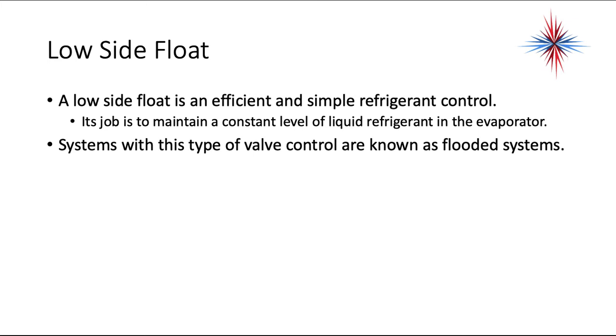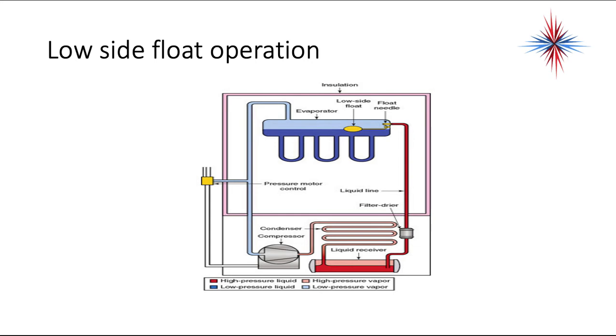Now, the low side float is an efficient and simple refrigeration control. Its job is to maintain a constant level of liquid refrigerant in the evaporator. Now, we say we don't want liquid in the evaporator. Well, we do have some systems out there that are known as flooded systems. Basically, the evaporator is a long cylinder. These are used more in refrigeration, so I'm not going to go into it heavily right now. But there's a low side float that, when the liquid level of the refrigerant drops because it has boiled off, allows more refrigerant to flow in from the liquid line. The suction line is always at the high point of this, so it doesn't suck liquid back into the compressor.